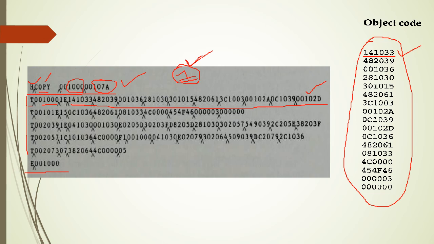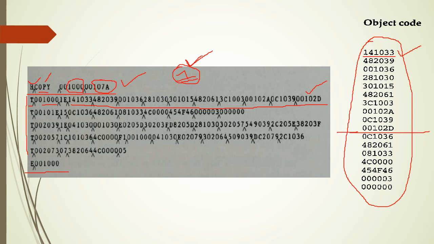Then after that, you have to initialize the next text record if all the object codes do not fit into a single line. In our case there are more instructions, more object codes, and all of these do not fit into a single line of the object program. So in that case, you have to initialize the next text record. Here we have stored the instructions up to this point, that is 10 instructions stored in the first line of the object program.